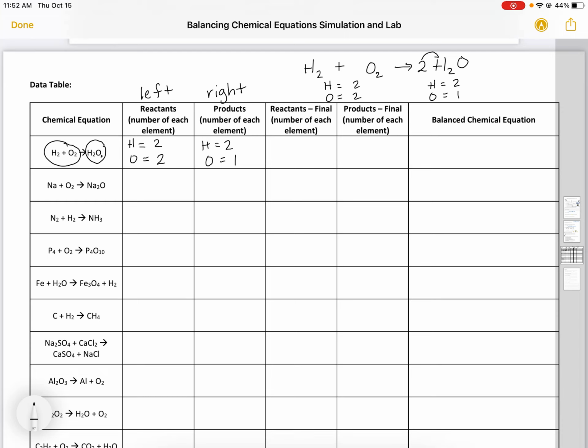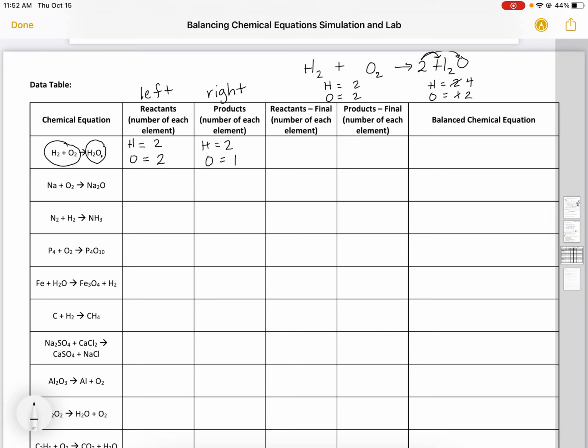And when I put a 2 in front of water, that changes this. Now I have 4 hydrogens. And that 2 also gets multiplied to the oxygens, so now I have 2 oxygens. By adding that 2 out front, it distributes to all of the elements in that compound. Now our oxygens are balanced, but our hydrogens are not.